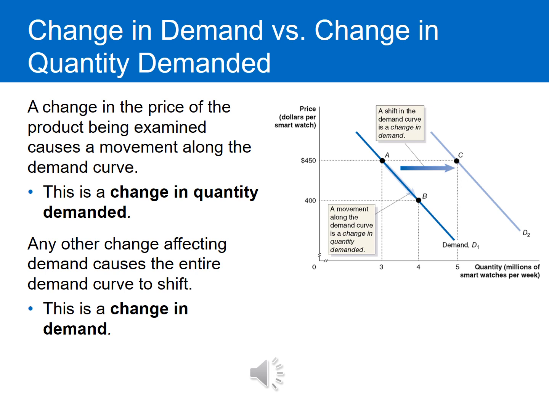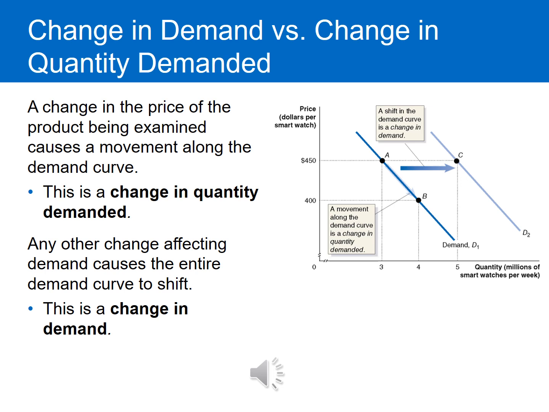If the price drops from $450 to $400, we're going to move from point A on the demand curve to point B on the demand curve. So the quantity demanded is going to increase from 3 to 4. In this case, units are millions of smartwatches per week. So it will increase from 3 to 4 million smartwatches. This is a movement along the demand curve, or a change in the quantity demanded. There hasn't been a change in any of the variables that will shift the demand curve.